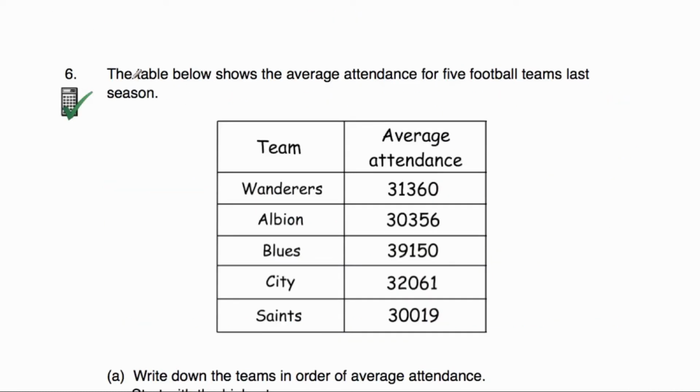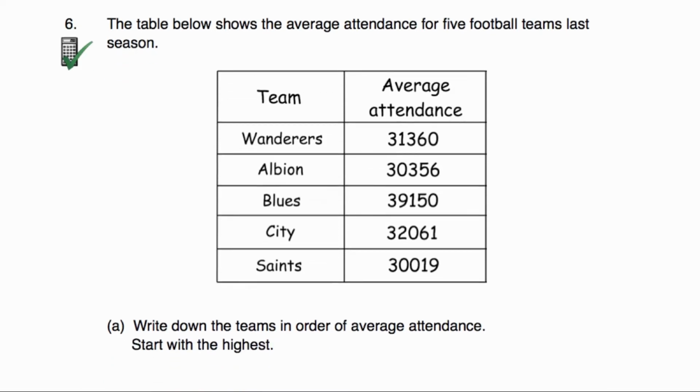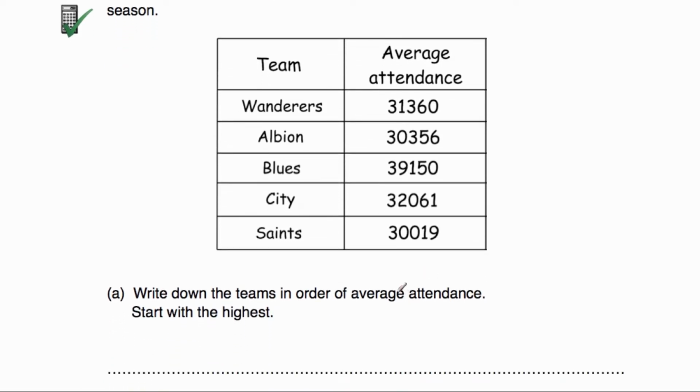So question 6 says the table below shows the average attendance for 5 football teams last season. So we've got the average attendance. Wanderers, maybe Wolverhampton perhaps, their average attendance is 31,360. Albion, West Bromwich perhaps, 30,356. We've got the Blues, which has an average attendance of 39,150. City, which has 32,061. And the Saints, which have 30,019. And we've been asked to write down the teams in order of attendance size, starting with the highest.